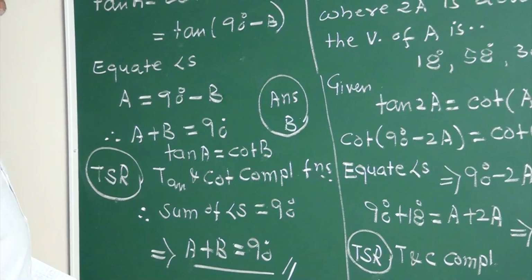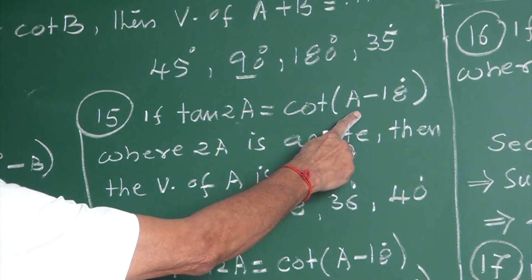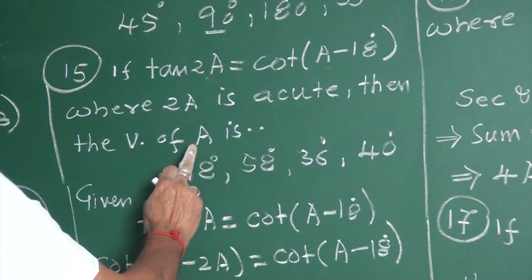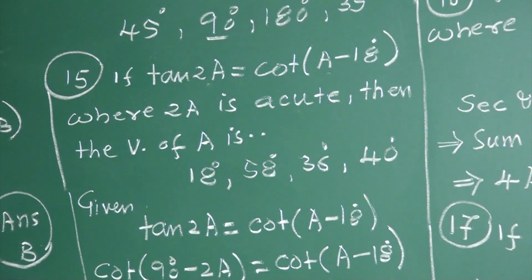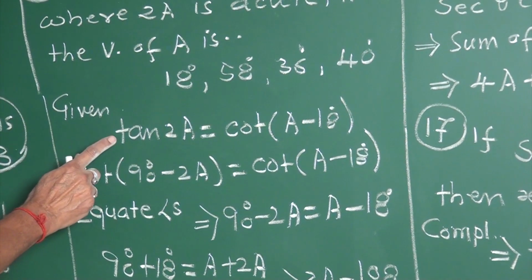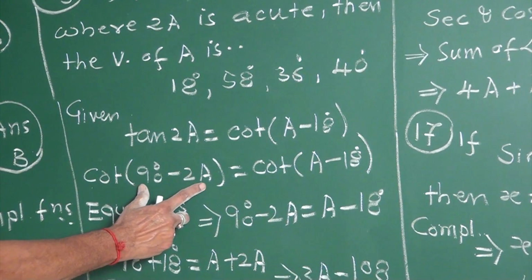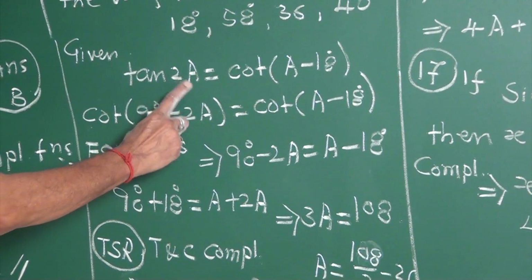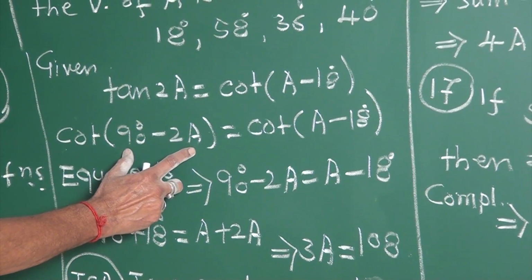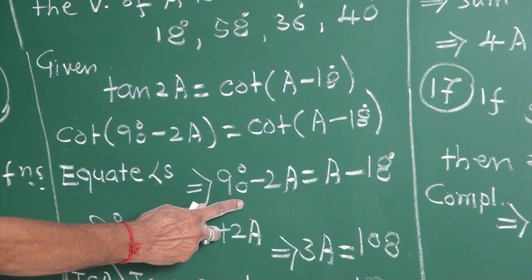Next, if tan 2A equal to cot A minus 18, where 2A is an acute angle, then the value of A is dash. This is the method. Again, one more example I have given. Tan 2A equal to cot. Convert tan to cot: cot of 90 minus 2A. Cot both sides. Equate angle in LHS equal to angle in RHS.